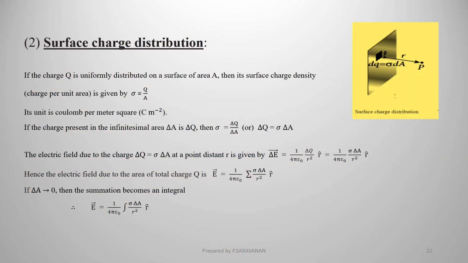The second one is surface charge distribution. Look at the diagram first. It consists of a plane surface area denoted by capital A, and inside that total area, the black portion, which is an elementary area, is denoted by dA or delta A. And if capital Q is the charge spread over the entire area, only a very few charges, namely dq or delta Q, will be stored on the small area dA.